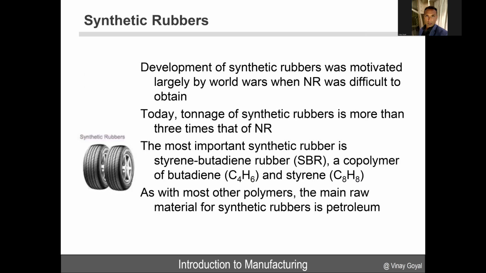Now, synthetic rubber is also very important, and its development was motivated by the world wars, as natural rubber was very difficult to obtain. Today, the tonnage of synthetic rubber is three times more than natural rubber. The most important synthetic rubber is styrene butadiene rubber, a polymer of butadiene, C4H6, and styrene, C8H8. As with most polymers, the main raw material for synthetic rubbers is petroleum.